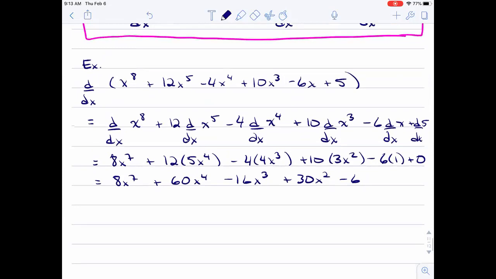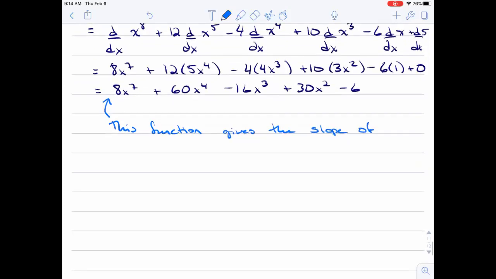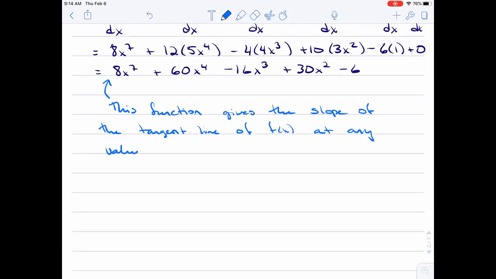So here, this is the function. The derivative, remember, is the slope of the tangent line. And so this is a function that gives us the slope of the tangent line at any value of x. So this function gives the slope of the tangent line of f of x at any value of x.